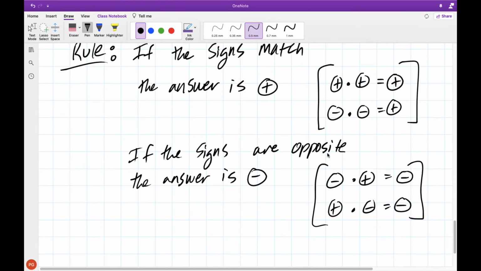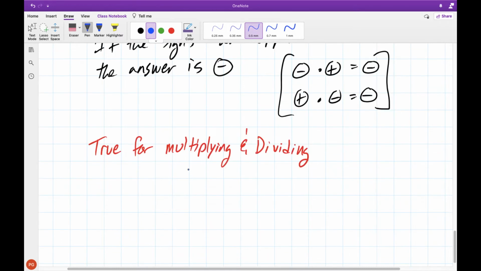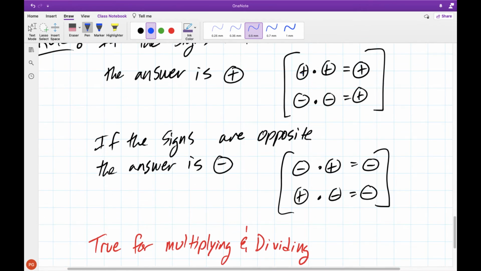If our signs are opposite, so if we have negative times positive or positive times negative, then our answer is negative, not positive. Now this turns out to be true whether we're multiplying or dividing. So if we had a negative divided by a positive or a positive divided by a negative, our answers would be negative. Same thing is true if we have a positive divided by a positive or a negative divided by a negative.